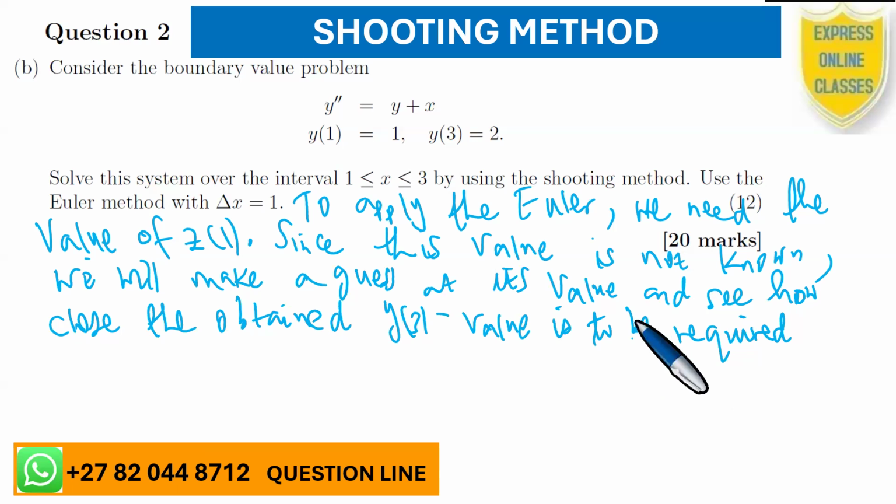Yeah, it is how close the obtained Y3 value is to the required value, and the required value we call d equals 2. So we attempt to do particular shootings. In the process of shooting, we actually see if we misfire or we hit the target. This is the game of this method.